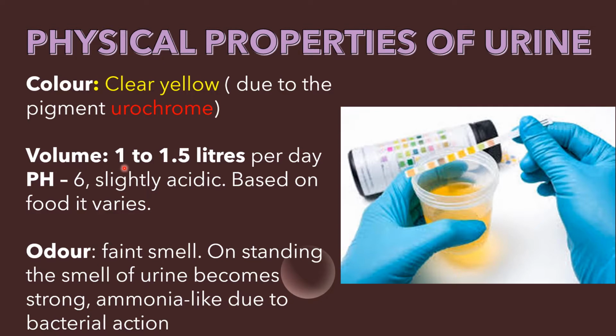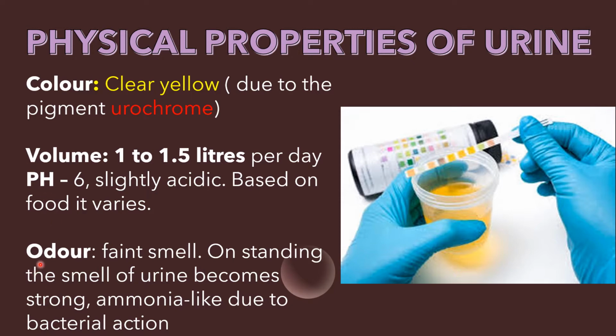What is the volume of urine per day? 1 to 1.5 liters per day. pH is 6, then slightly acidic. But based on the food, the pH will vary.